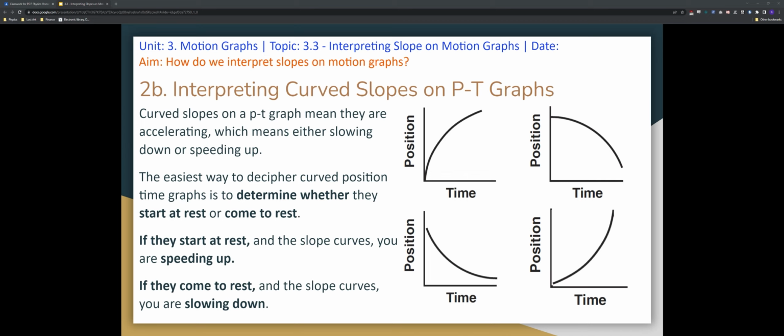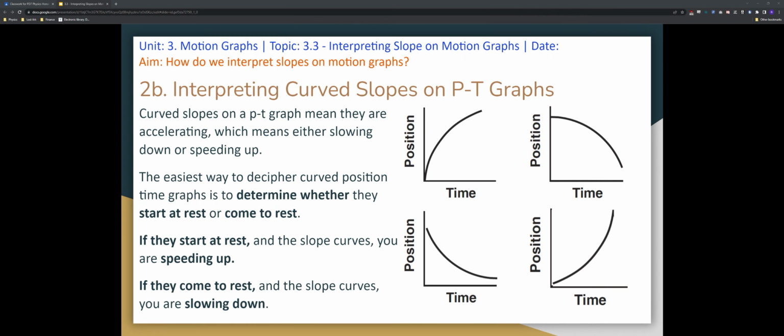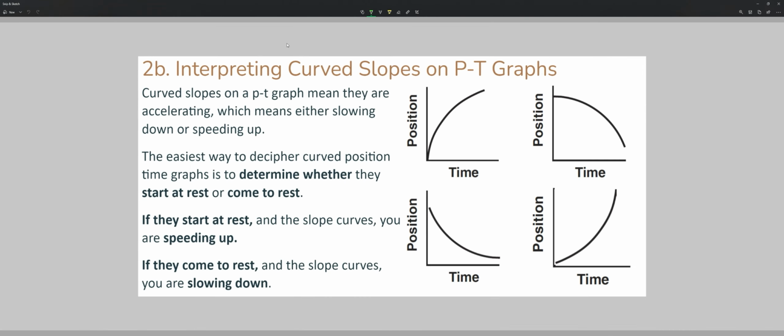But let's take a look. Now that you understand that, you know that being at rest means you see that kind of line. We have to interpret what these curved lines on this graph mean. What we have to do is figure out whether or not the line is starting from rest or coming to rest. What does that mean though? That means nothing to you right now. So let's take a look at this first graph.